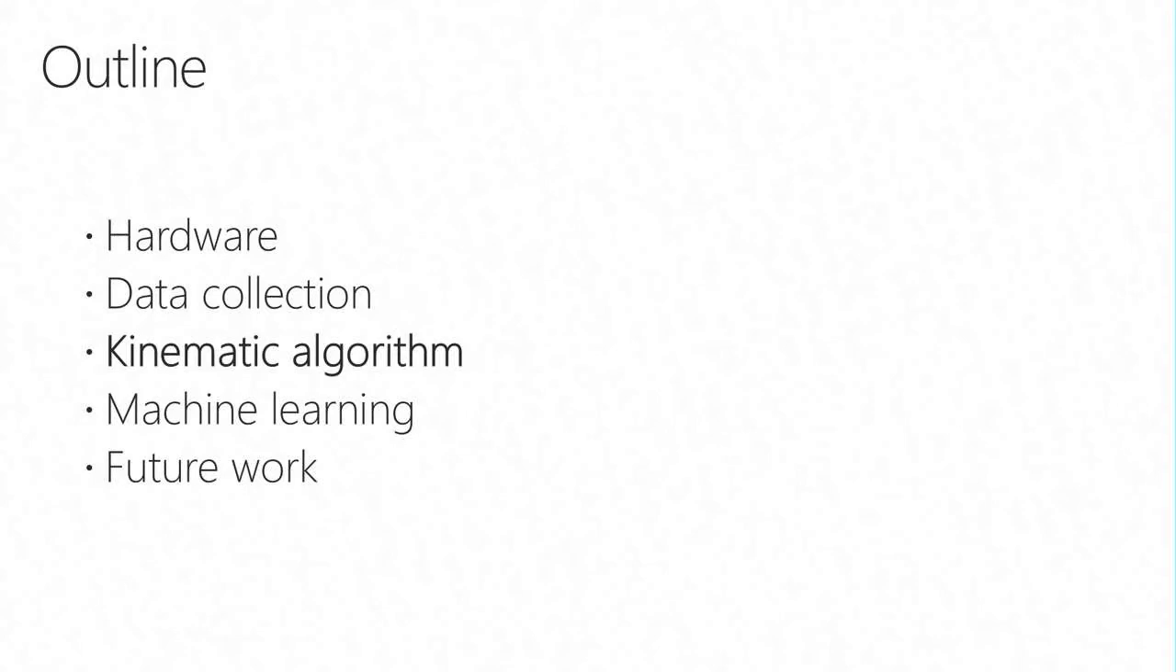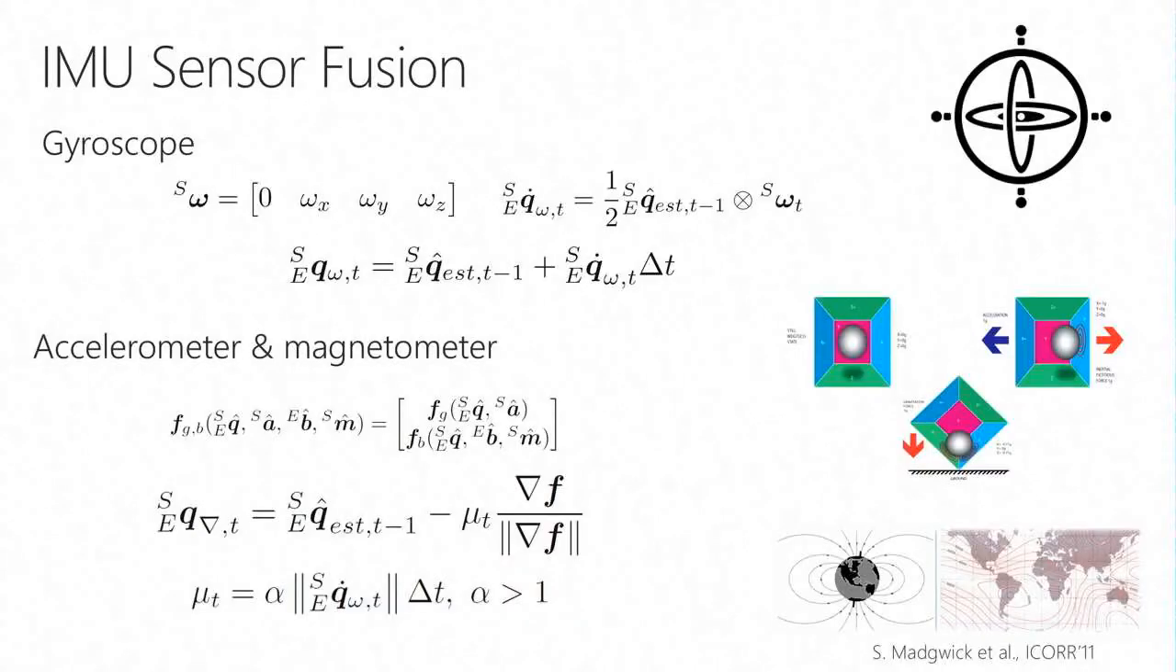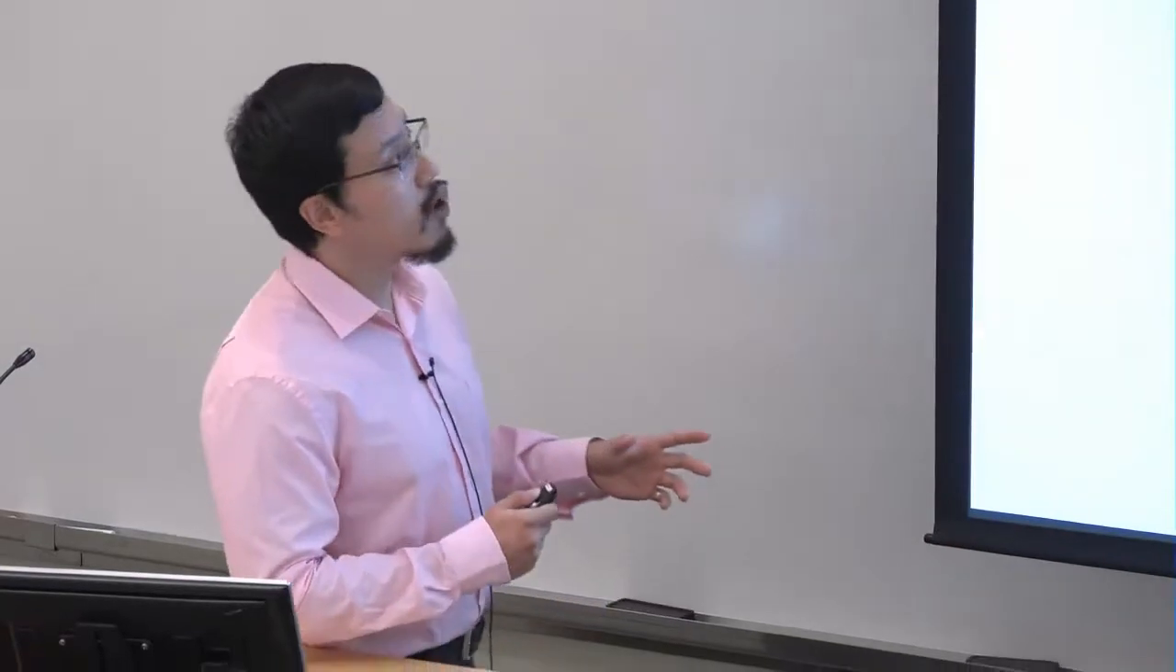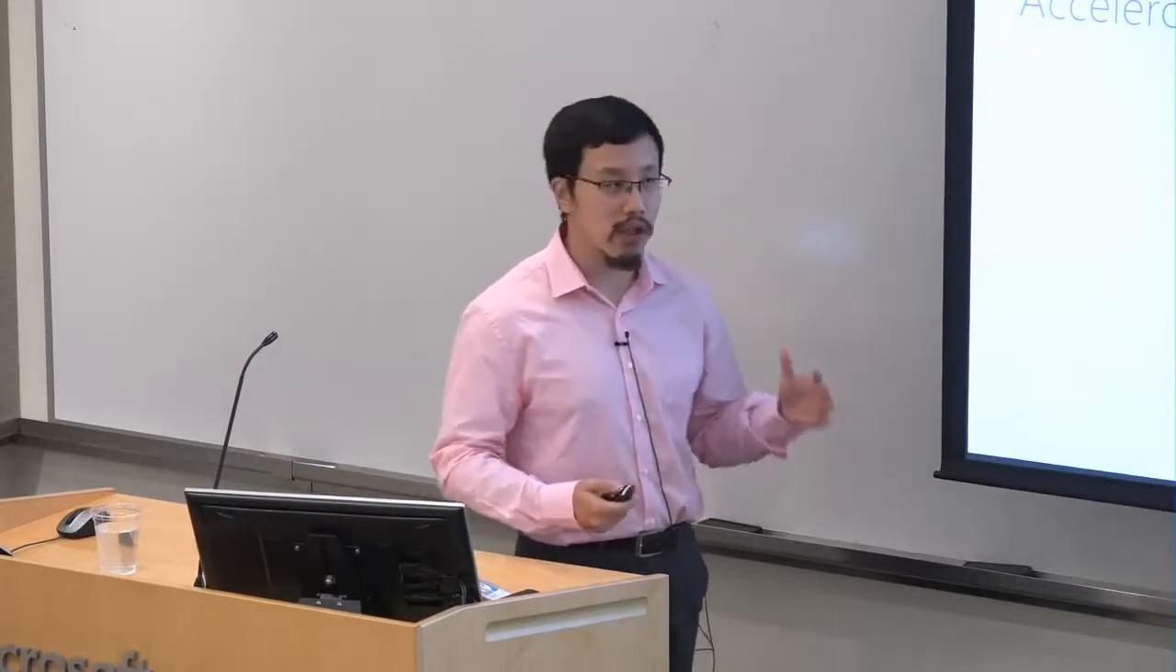After I finish with the hardware and data collection, I'm going to talk about the kinematic algorithm I developed in the internship. In order to use the IMUs, the inertial sensors, we need to know the way to get the orientation from the data stream of the IMU. IMUs are composed of a gyroscope, accelerometer, and a magnetometer, each of which has 3 channels of information, X, Y, and Z. How would we fuse them together and get a real estimation of the orientation?